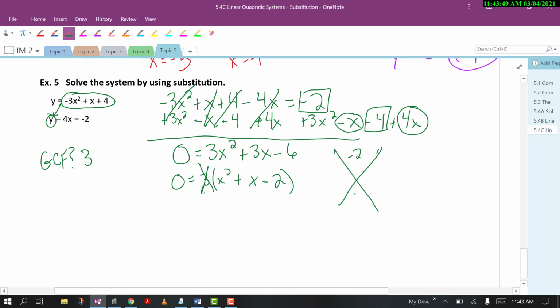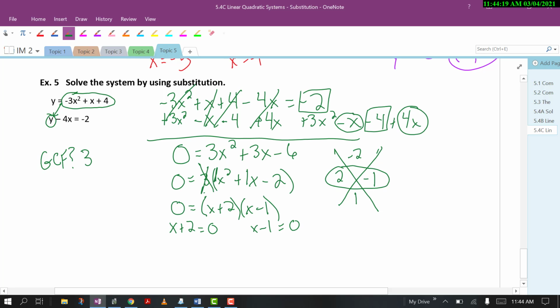Negative 2 is our product. Our sum is 1, because our coefficient there is 1. So 2 and negative 1 multiply to negative 2, but add up to 1. And because we took out our GCF of 3, our x squared coefficient is 1, and we can skip right to our factored form of our equation. So x plus 2 and x minus 1. Then we set them equal to 0 and solve for x. So x is negative 2 or x is 1.